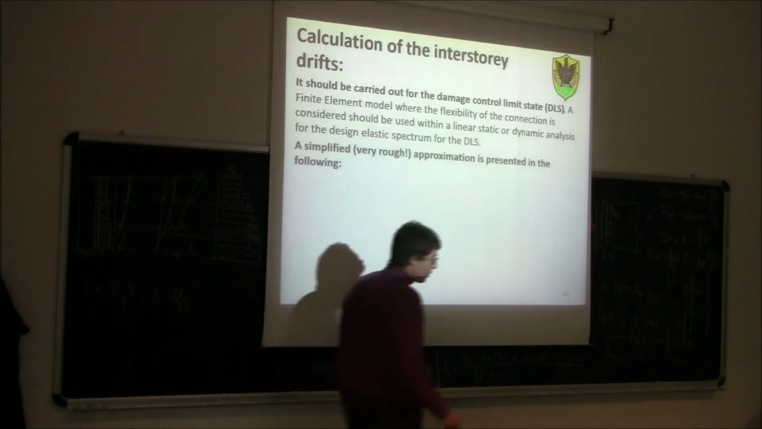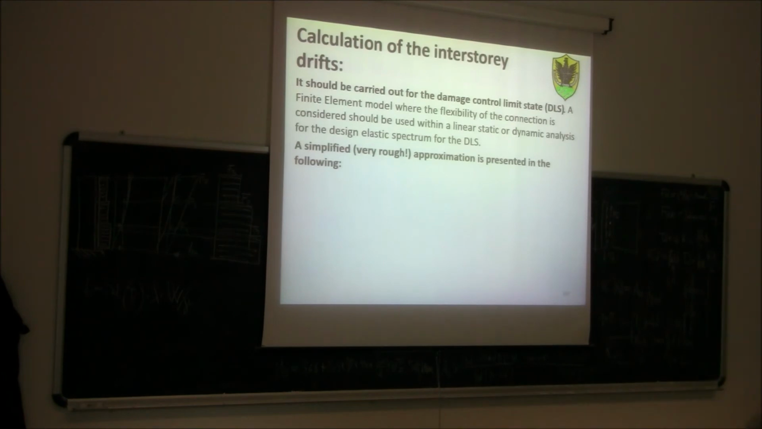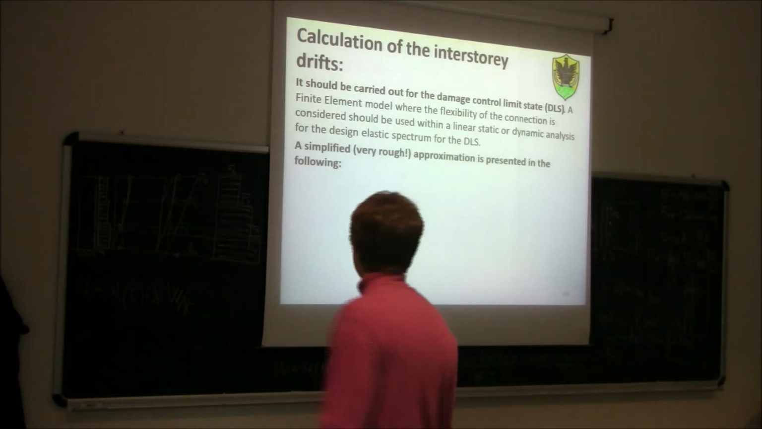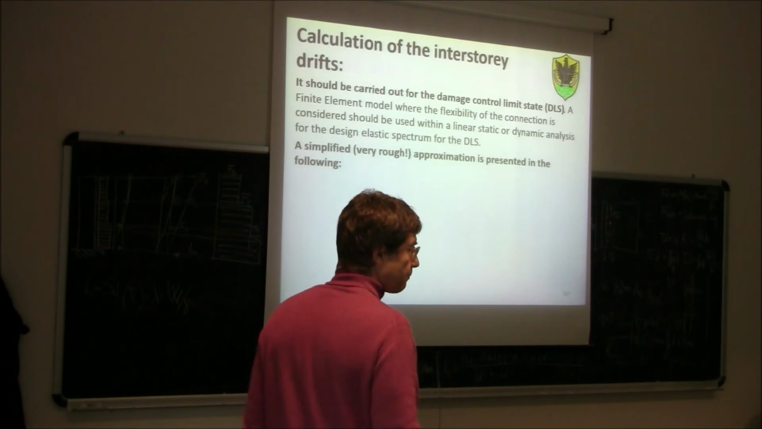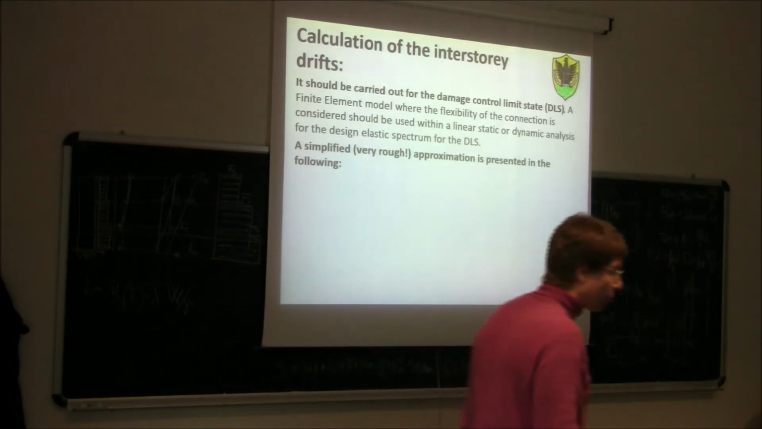So, we have some formulas. For light frame construction, we saw before that there are some formulas. All the formulas that we discussed before, taken from the New Zealand standard, can be used to calculate the interstory drift and to compare those values with the limit value for the damage control limit state. For cross-laminated timber, there is no formula at all.